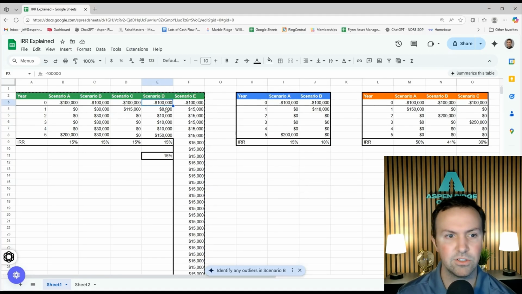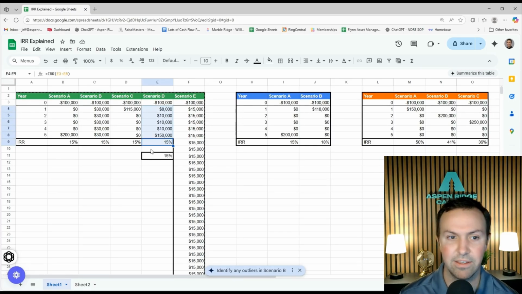you're going to put in $100,000, you're going to get some cash flows. They're going to be okay. And then at the end of it, you're going to get your money back plus profit from the property being sold. And when you add it all up, your IRR is again 15%.